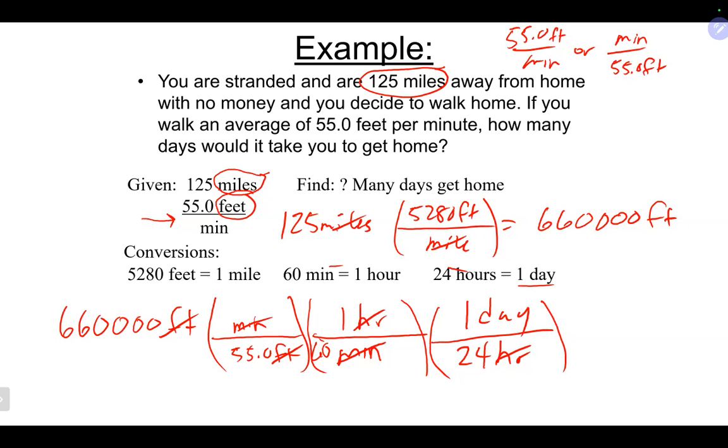We're going to multiply all the way across the top there, which is basically just the 660,000 times 1. We're going to come back, divide by the 55, divide by the 60, and divide by the 24, and that would give us 8.33 days. It's a long walk, I suppose. Any questions on that one there?